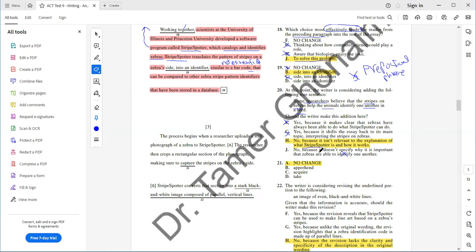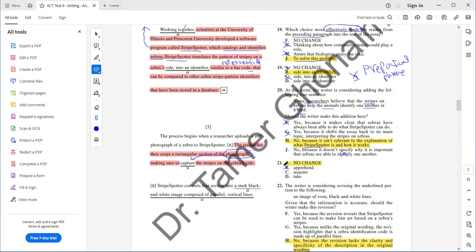Streamer Adam, vocabulary. Read, please. Let's take from the beginning. The researcher then crops a rectangular section of the photograph, making sure to capture the stripes on the zebra's side. Just wait. He's talking about what? About the photograph. So we need a word related to the photograph. Okay? So the photograph: apprehend, or acquire, or take. We know that we capture or take a picture, that's right? Or take a photograph or capture a photograph.